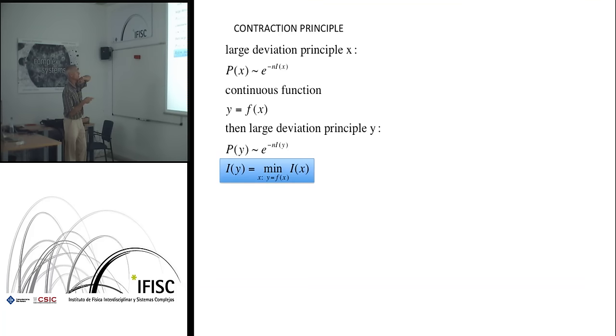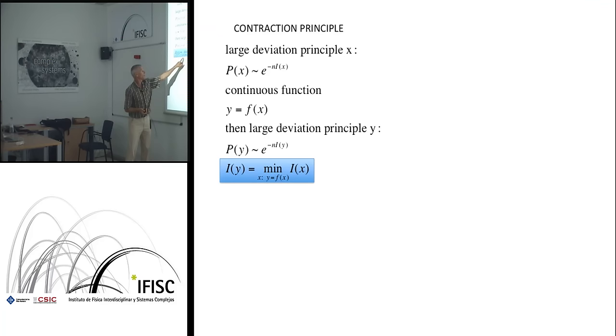So what is the contraction principle? If I have a large deviation principle for x, I have a large deviation principle for y, and the rate function of y, and this is very easy to understand, is, from all the x values that reproduce y, the minimum one. You see, this is obvious in a sense. If you have an x value that is very unlikely, this will not be the one responsible for a specific y value. The x value that gives the same y value but is more likely is the one that will be responsible for the rate. So this is the contraction.